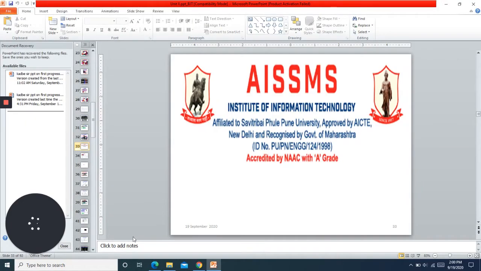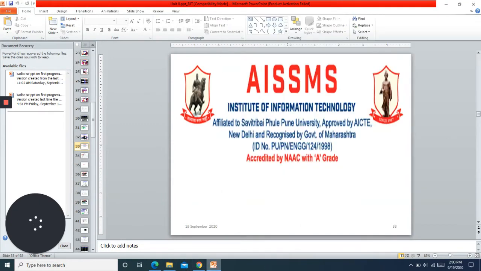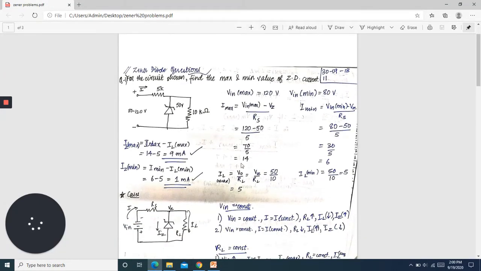So this is the circuit for Zener diode. We have already discussed this in our previous session. What are the different voltages associated, what are the different currents associated, what are the total number of currents that flow through the Zener circuit. All that we have discussed in our previous session. So let us start with these problems without wasting time.